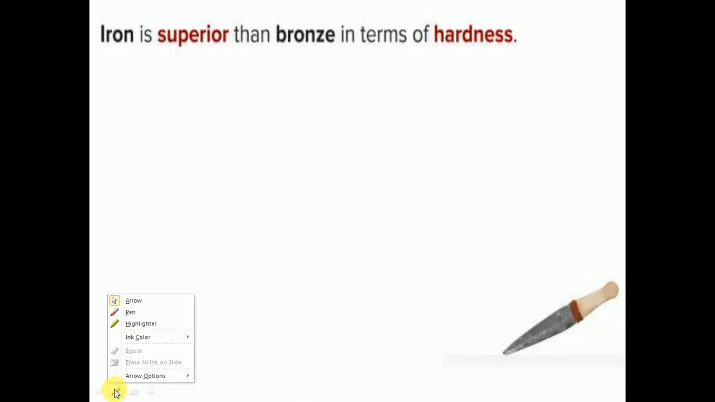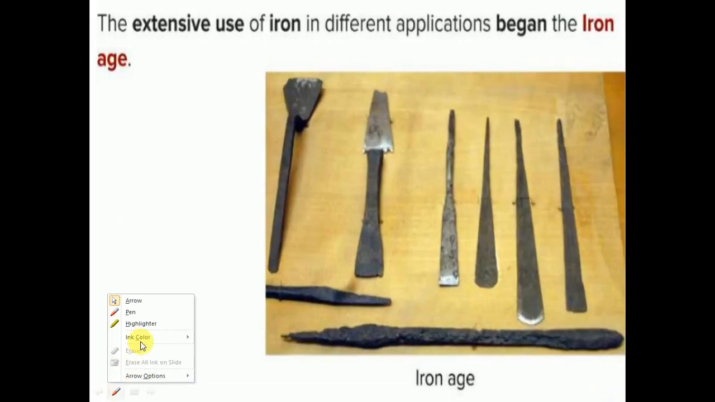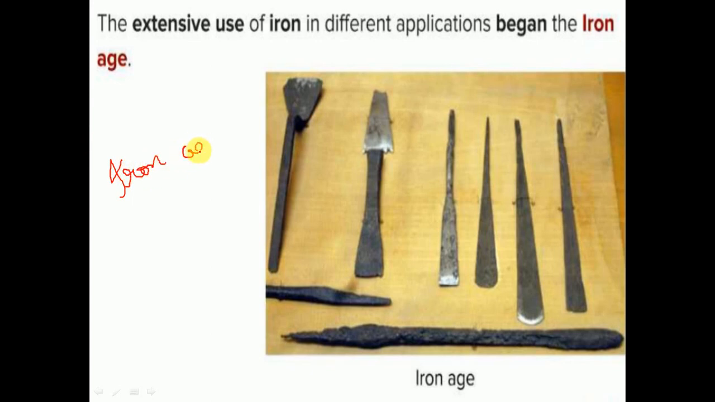So there is a benefit of using iron also. Iron is superior, meaning it is far better than bronze in terms of hardness, right? Then the extensive use of iron in different applications began the Iron Age. So when they started making use of iron, that period was known as the Iron Age.